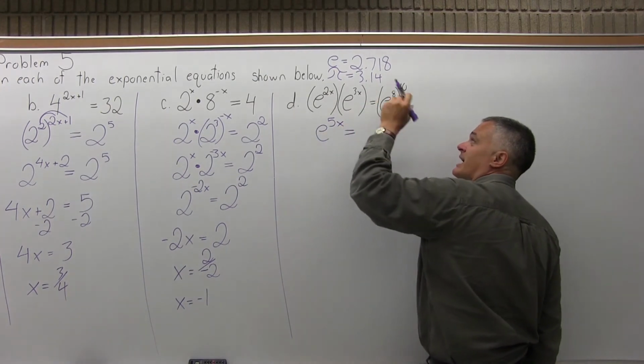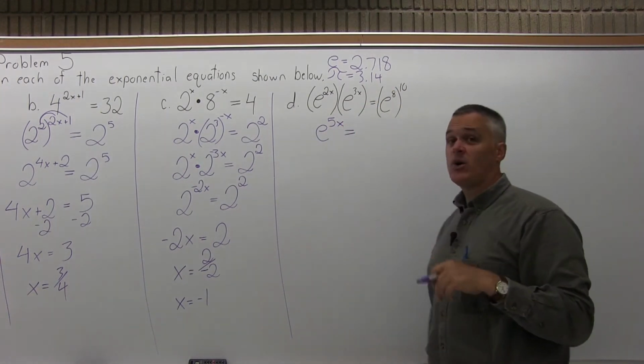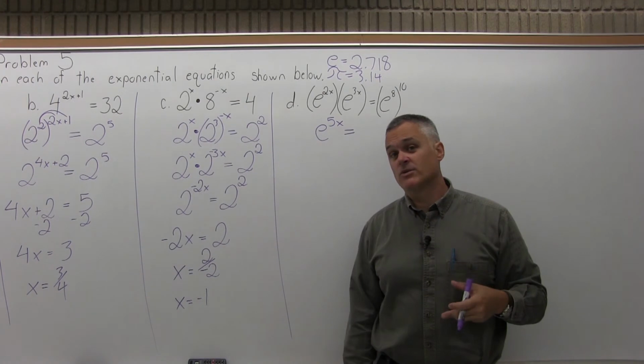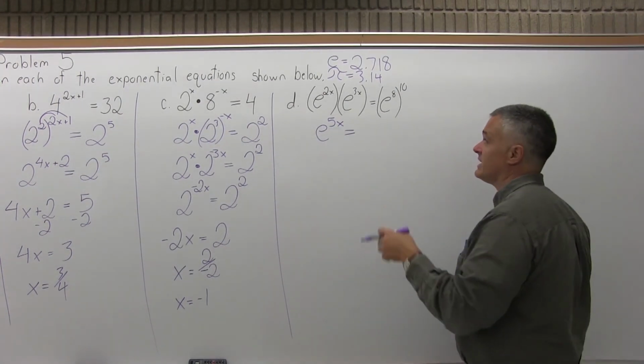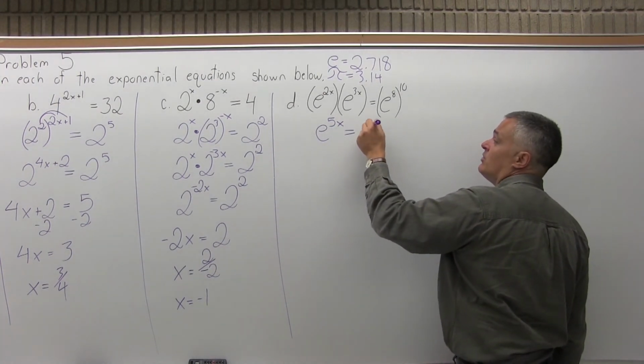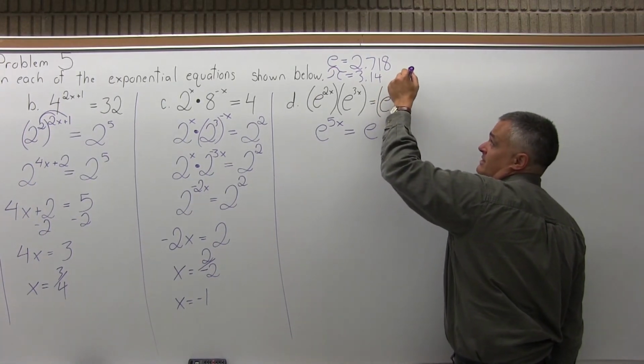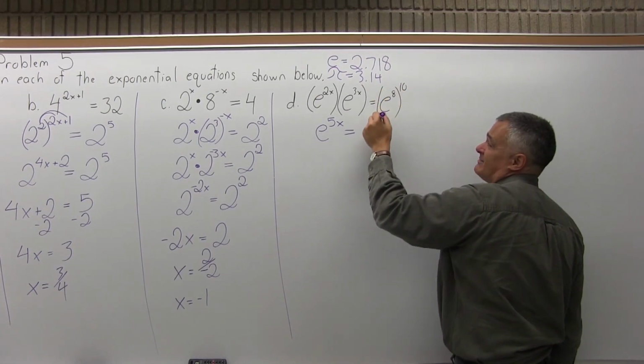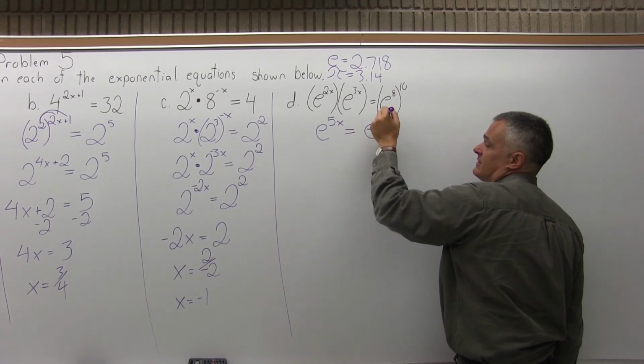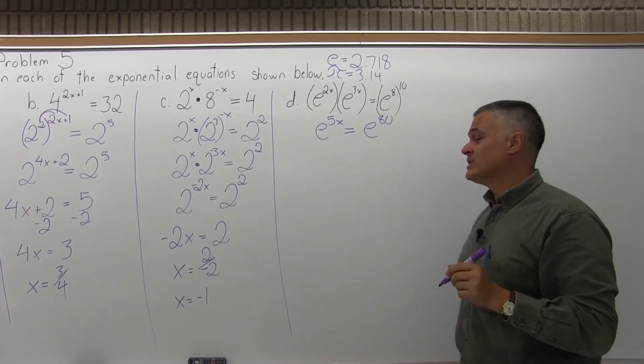And on the right side of the equation, e to the 8th power raised to the 10th power. I have a power to a power. So again, remember there's a rule for that. It says when you have a power to a power, you multiply the exponents. So e to the 8th power raised to the 10th power is really e to the 8 times 10, and 8 times 10 is 80. So I have e to the 5x equals e to the 80.